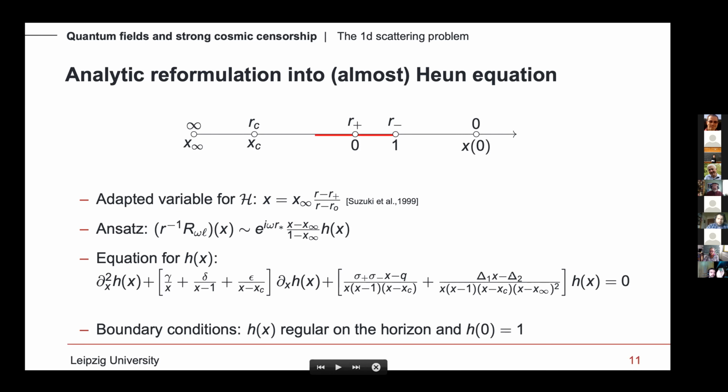And if this last bit of this equation is absent, the equation has the form of a so-called Heun differential equation. And we exactly get this Heun differential equation in the case of conformal coupling. This is why that case was considered previously. But here we want to also generalize to other masses. We also get boundary conditions for h, namely we demand it to be regular here at the horizon and also normalized to 1.